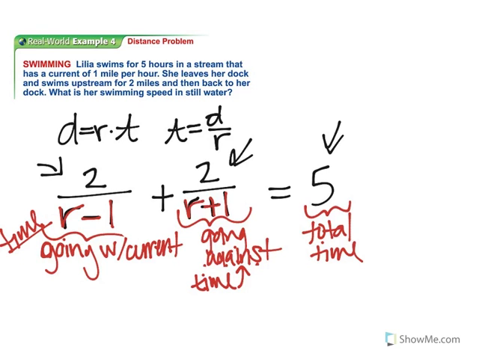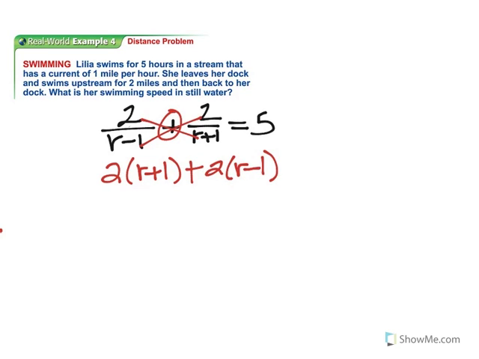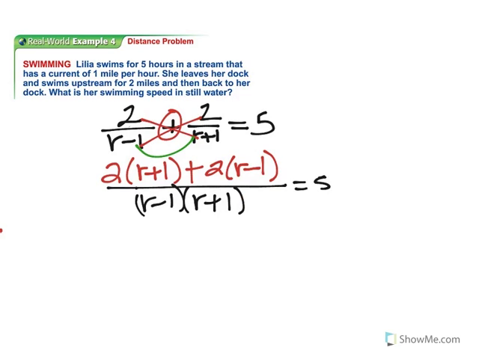So now we get to use our SMILE method to figure out what our rate is. We're taking 2 times r plus 1. Take your middle sign, which is a plus sign, and then we're taking 2 times r minus 1. That gives me my numerator, and don't forget to smile to get your denominator. So on the bottom, you get r minus 1 times r plus 1. And this equals 5. Next thing you want to do is multiply by the denominator on both sides.